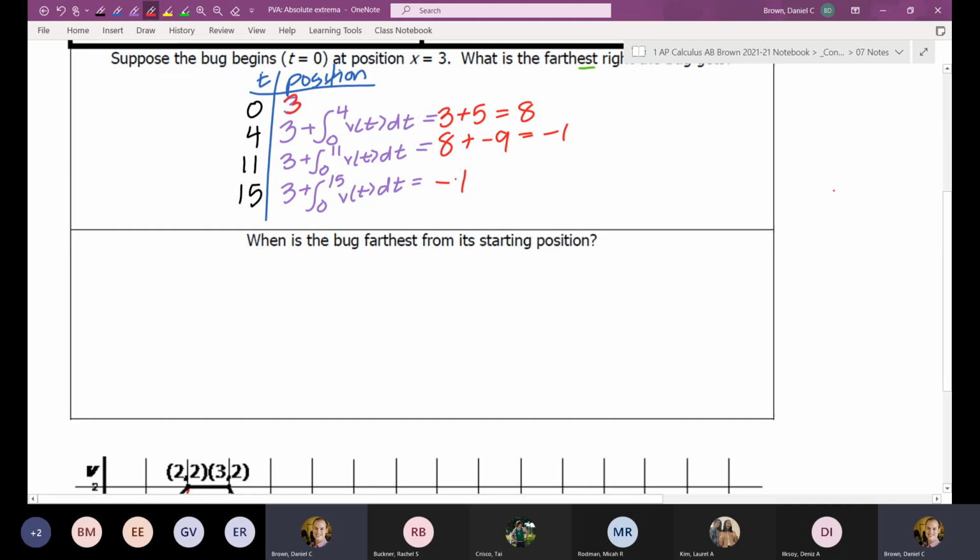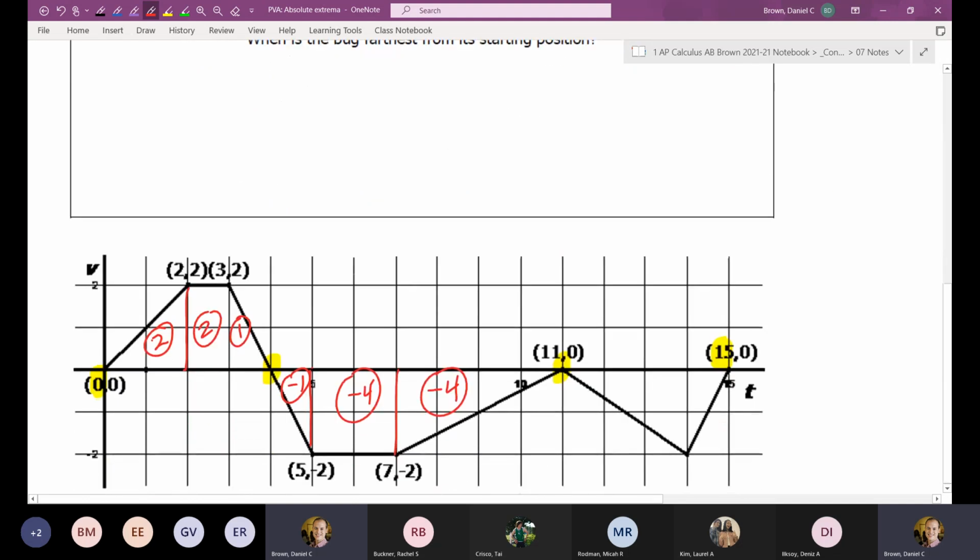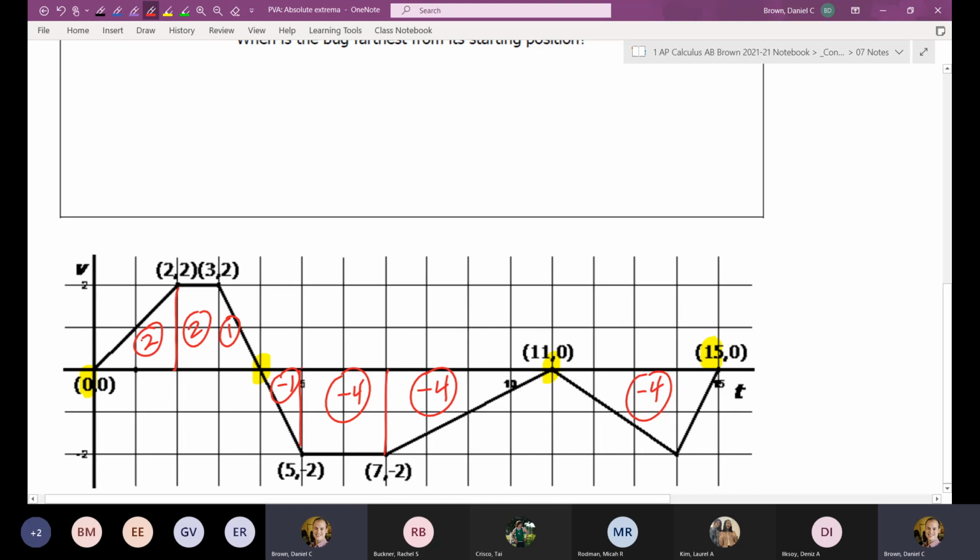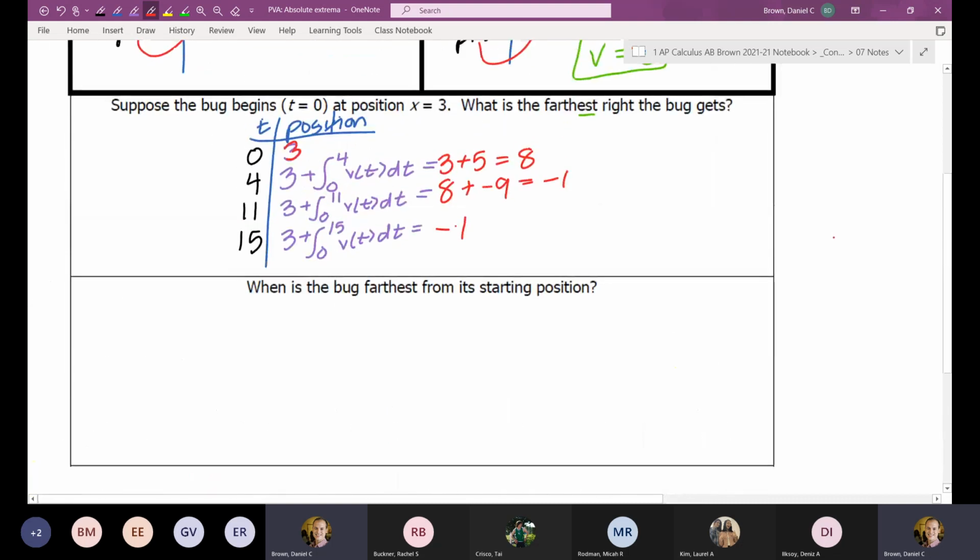Where did the bug end up? The last triangle is also below the x-axis. It has an area of 1/2 times 4 times 2, which is also -4. So then that last one, it went -4 more, and is at -5.